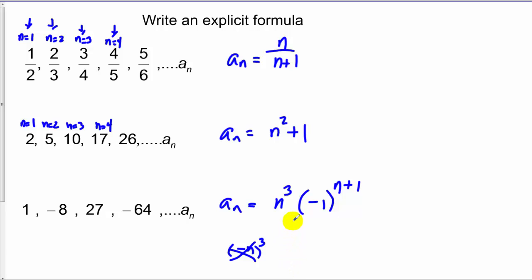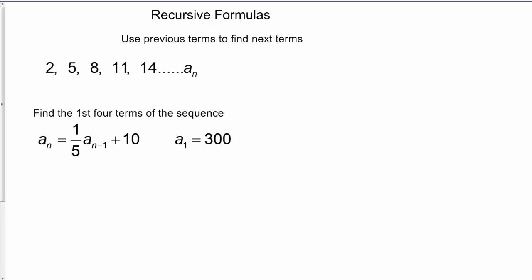In so doing, I get an even power for my first term of negative 1, which makes this positive. On my second term, I get my 8 here, and 2 plus 1 is 3, negative 1 to the third power is negative, and it alternates through. This is kind of like a negative counter, if you will. That's my own little word for that. So that's how you write some explicit formulas. Again, it's a little guess and check work, but I think you can get through it at this point.